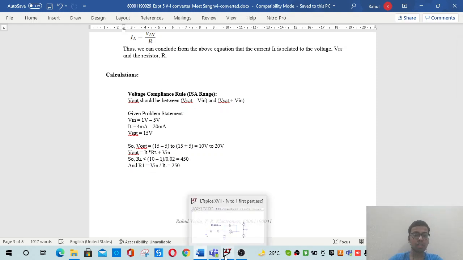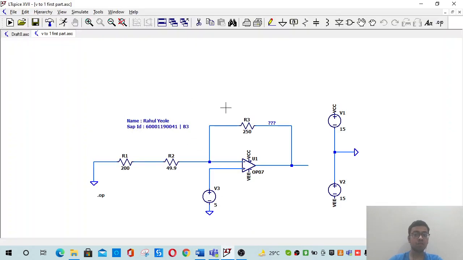Now we will be going to LTspice and checking what the voltage compliance rule is actually through simulation. Here we go. We have basically attached a ground over here. These are the two resistors, 249.9 ohms. There is this R3 resistor, this is the load resistor of 250 ohms. This is our op-amp OP07. Here we have a voltage source, and these are the two voltage sources that we usually apply. And as we know, this is the .op thing.